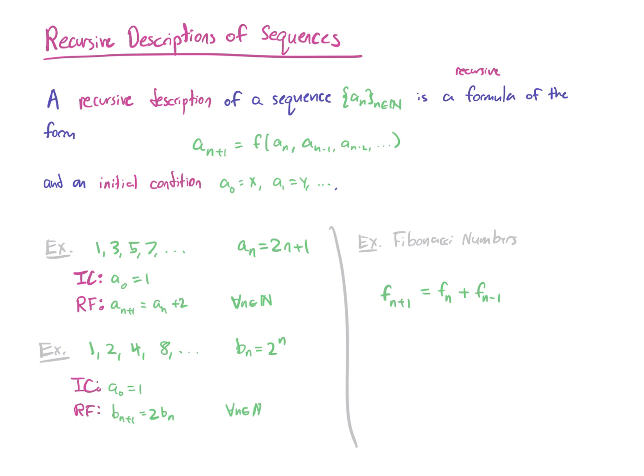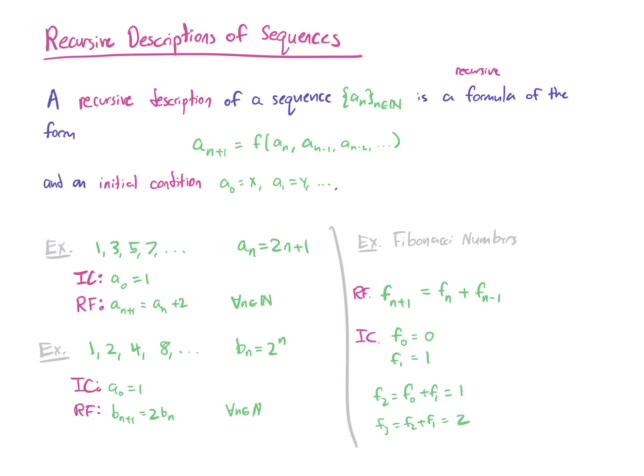And so this was my recursive formula. And my initial conditions are typically specified as f0 equals 0 and f1 equals 1. And this gives me the Fibonacci sequence. If I want to calculate more values of the Fibonacci sequence, I say f2 is equal to f0 plus f1, and that is equal to 1. f3 is equal to f2 plus f1, which is 2, and so on.